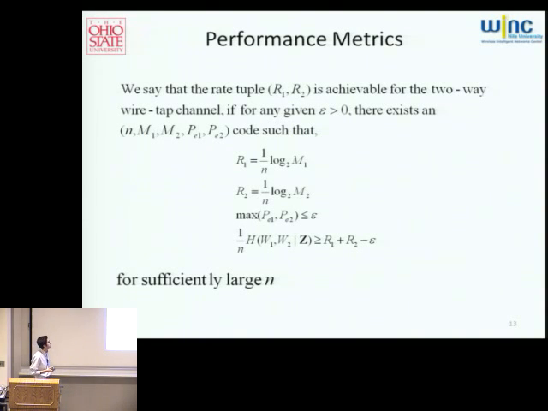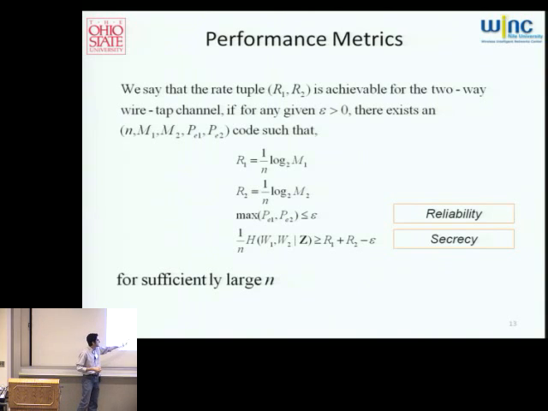So for the performance metric, we say that a rate is achievable if for any given epsilon we can achieve the reliability and secrecy constraints, with a negligible probability of error or leakage of information to the eavesdropper. So instead of perfect secrecy, we now have this weaker secrecy condition, which can make our problem more tractable.